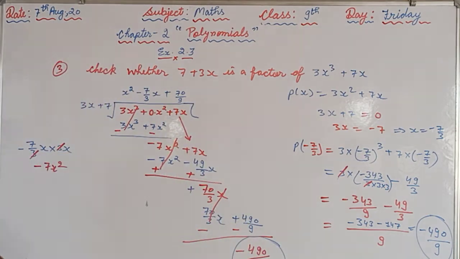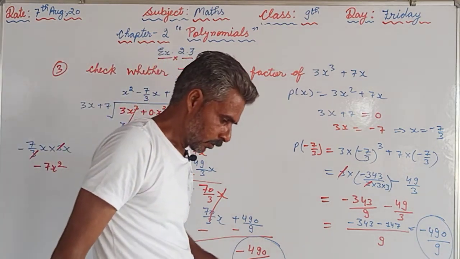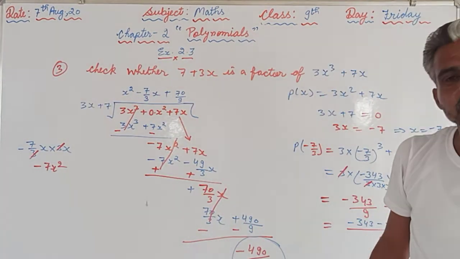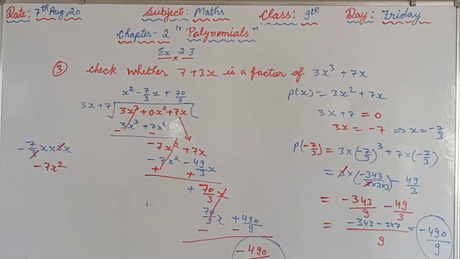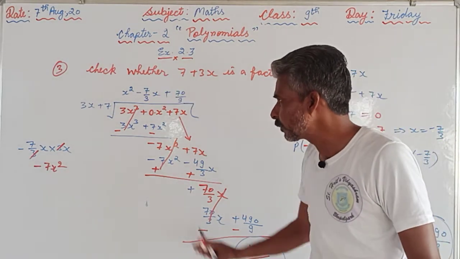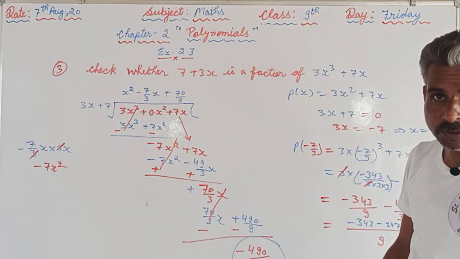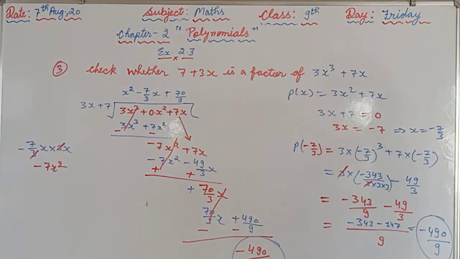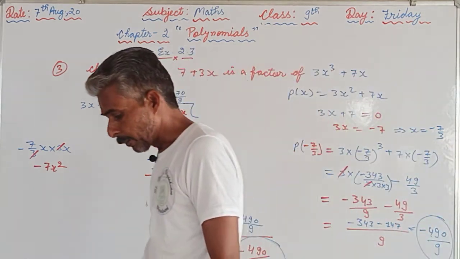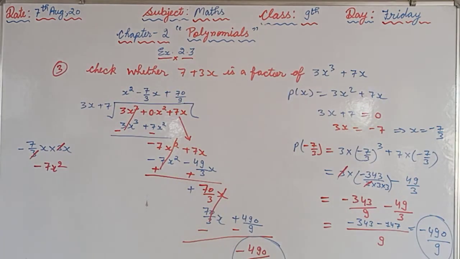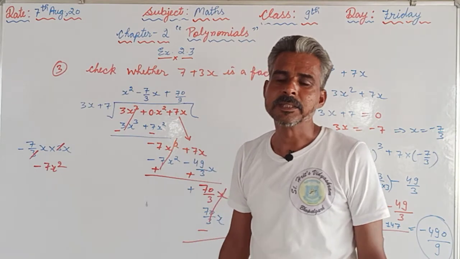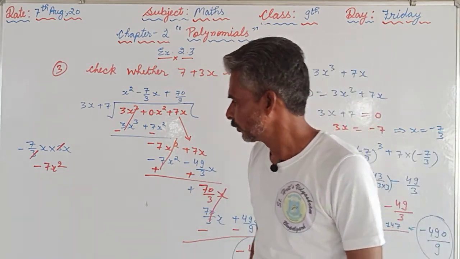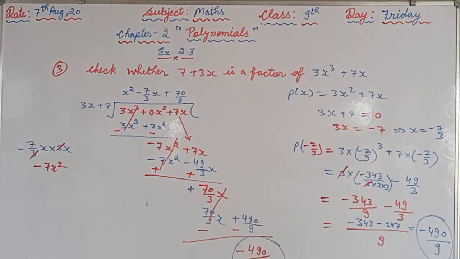So whenever in the question it has been asked that you are supposed to check whether the given polynomial is a factor of a given polynomial by the division method, then you are supposed to use this method. When it is asked to check using the remainder theorem, then you are supposed to use that method. And if it is not mentioned in the question which method to use, then you can use either of the methods, whichever you think is easier for you. So this was question number 3.